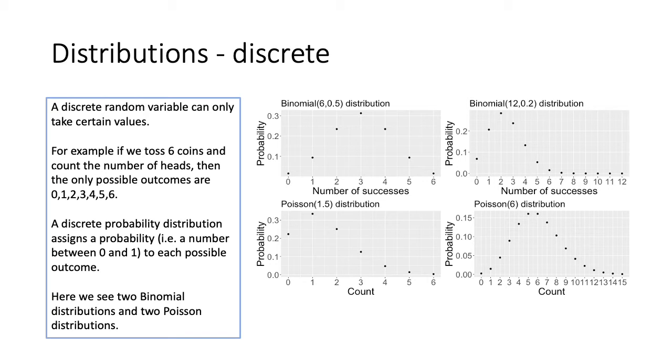And then on the right we've got a binomial distribution where we're tossing 12 coins, but this time the probability of success is 0.2. At the bottom I've shown two different Poisson distributions, one with a rate parameter of 1.5 on the left and one with a rate parameter of 6. Note the probabilities add up to 1. But remember, for a Poisson distribution, it goes all the way to infinity on the x-axis.